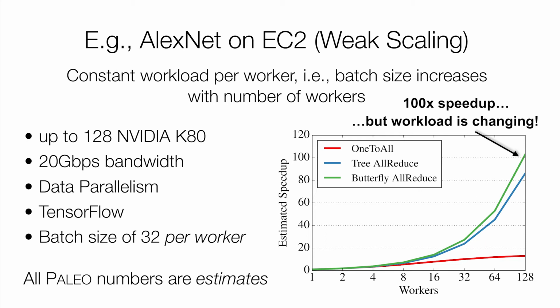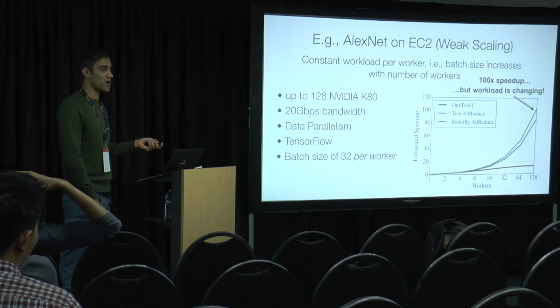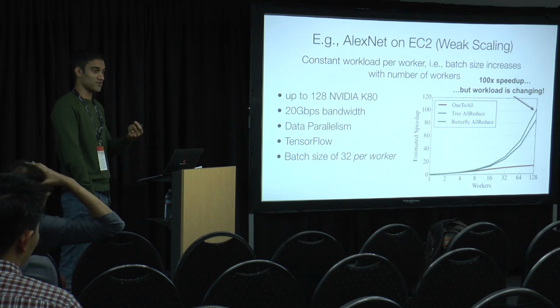For the most efficient communication scheme that we're modeling, we get over 100x speedup when we're looking at 128 workers. The key point, though, is that the workload is changing. This is not solving the same problem as training a deep learning model on a much smaller batch size, which is what people typically do in practice. So on its own, this is a very misleading result, because who knows whether this model is something you care about. You can train it, and it scales really well in terms of parallelism, but it might not be the model you actually care about.